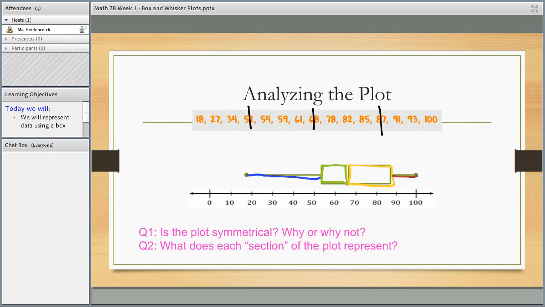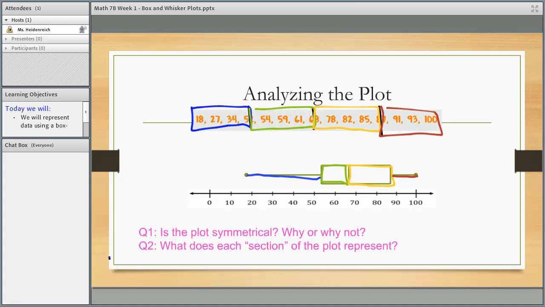And so that blue section, we need a blue here. Our blue section is this section of the data set. Our green section is here. Our yellow section is here. And our red section is here. It's kind of like we had a piece of paper and we folded it in half, and then we folded it in half again, and we got equal pieces of the data set.